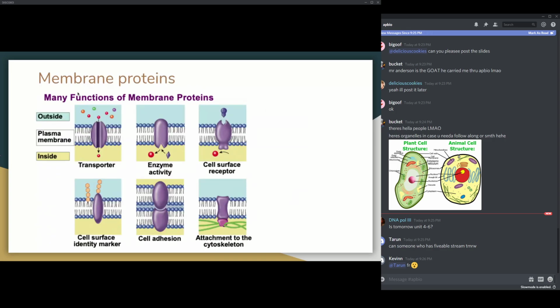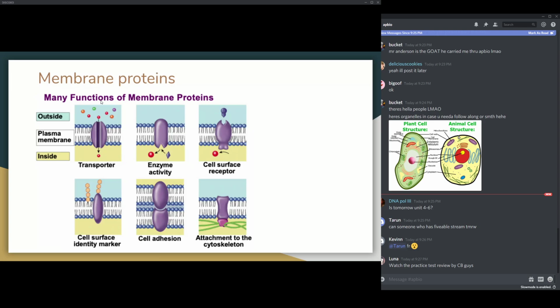Your membrane proteins have a lot of functions. They can have enzyme activity, they can be transporters, they can help with the extracellular matrix and the cytoskeleton, cell-to-cell adhesion, and they can be receptors. So there are a lot of different functions of membrane proteins.